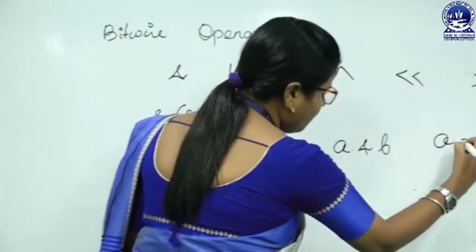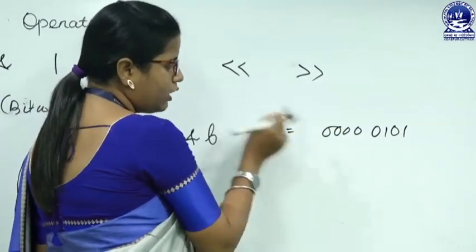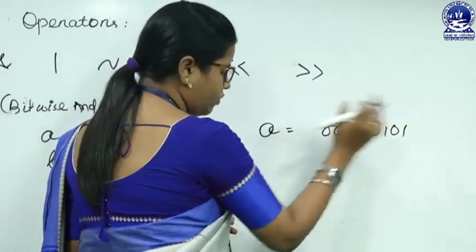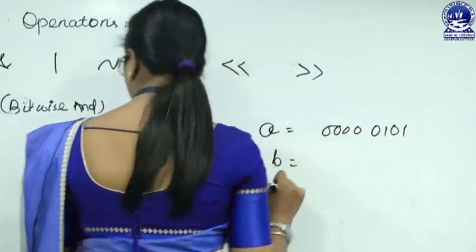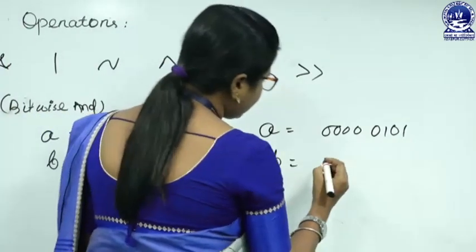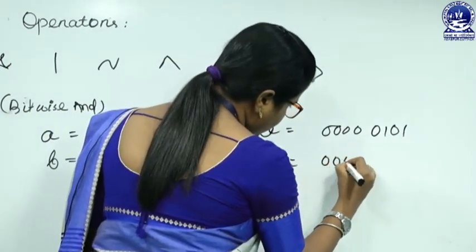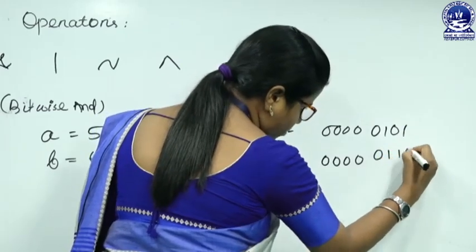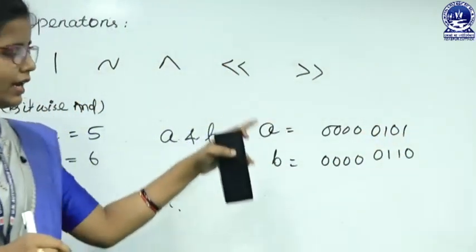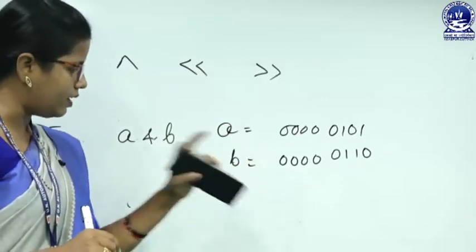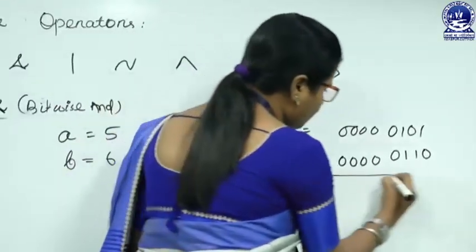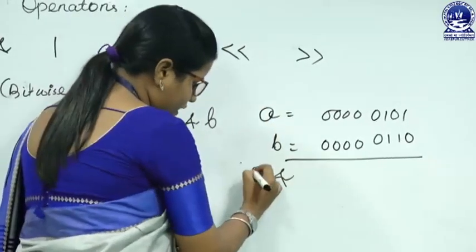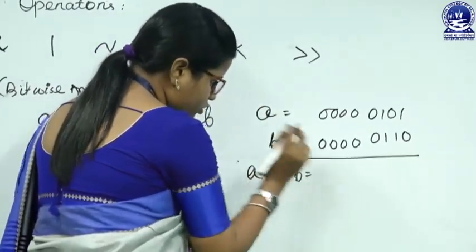A equals the equivalent binary value of decimal 5, which is 00000101. Next, B equals 6, so 6 means 00000110. These are the equivalent binary values of 5 and 6. So we have to perform the bitwise AND operator on A and B.